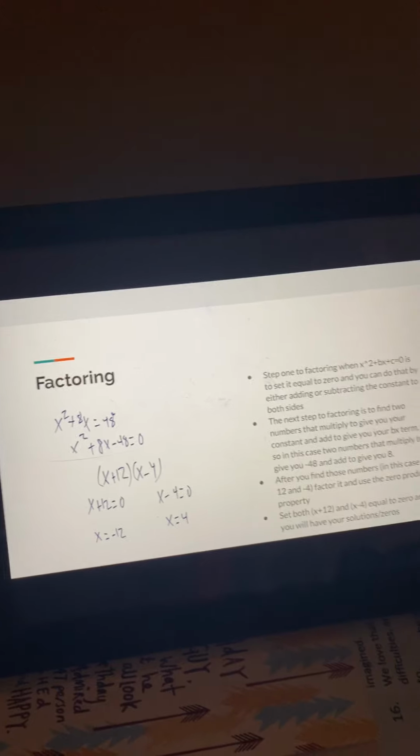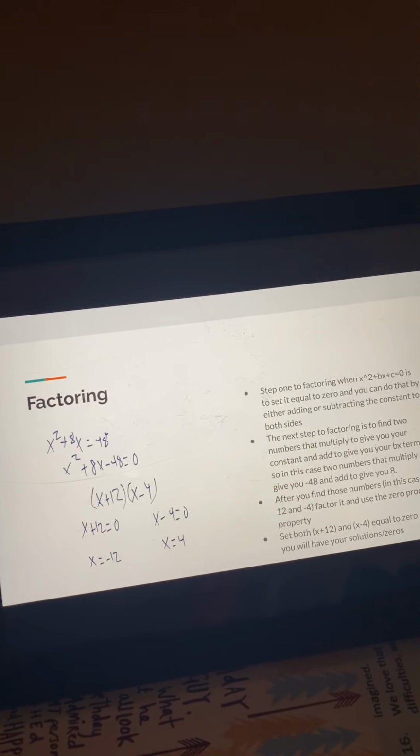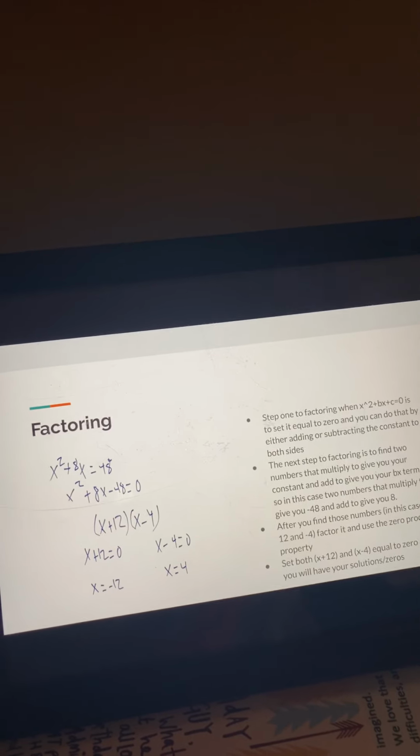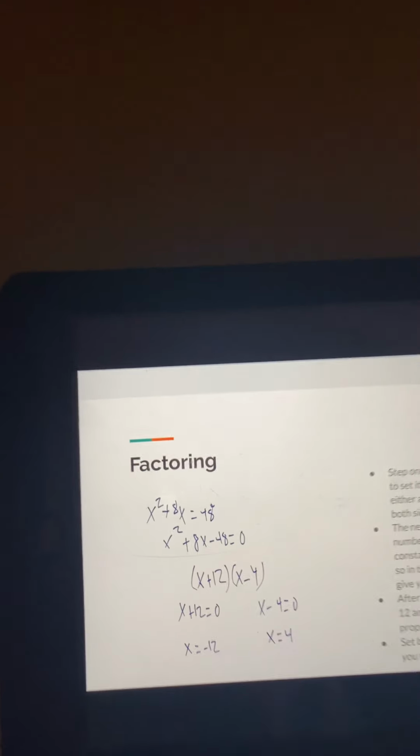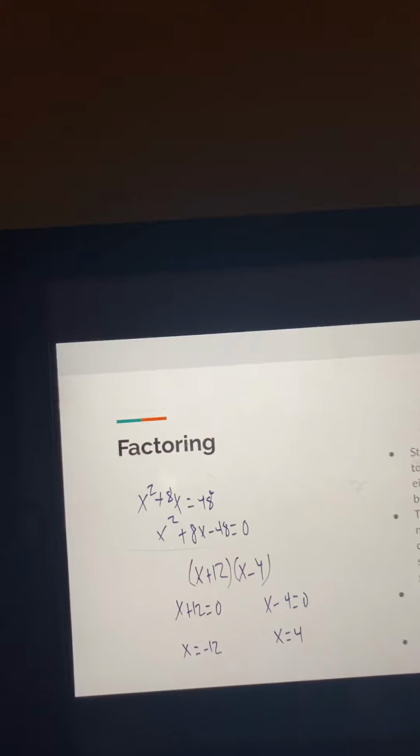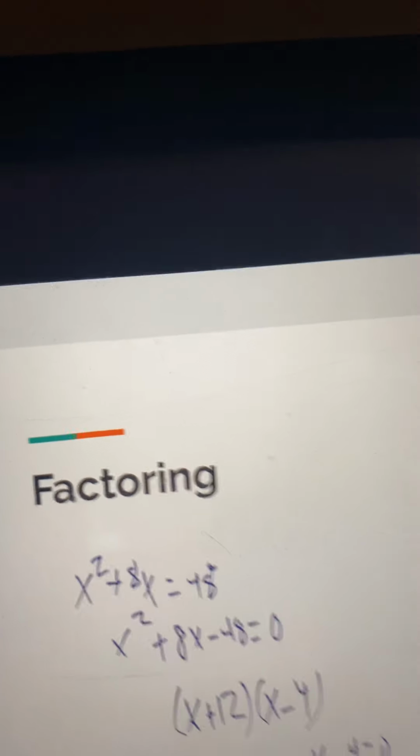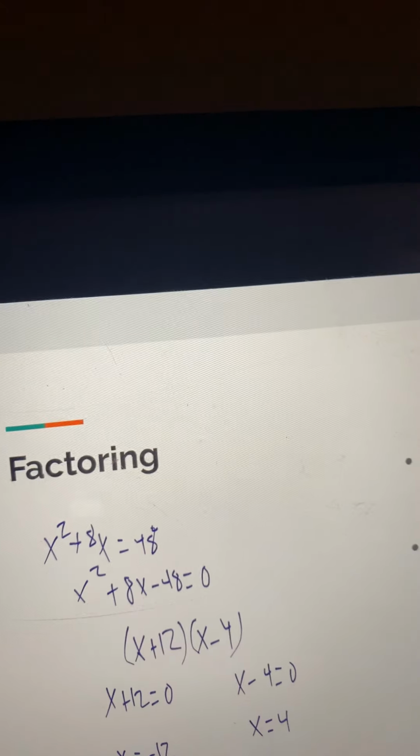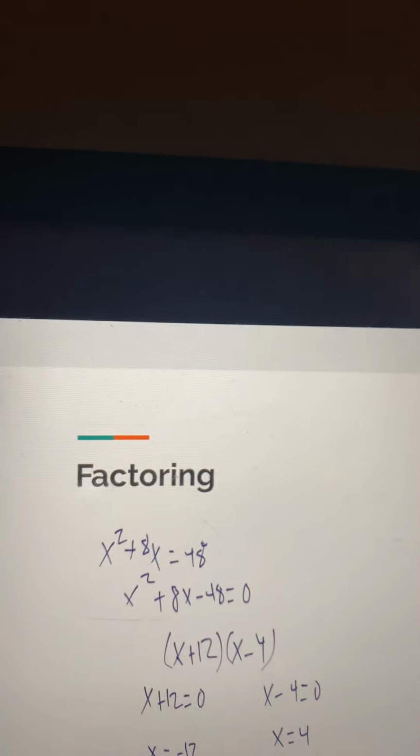The next one is just standard factoring. So step 1 to factoring when x squared plus bx plus c equals 0 is to set it equal to 0, and you can do that by either adding or subtracting the constant to both sides. As I did right here, I subtracted 48 from both sides and changed it to x squared plus 8x minus 48 equals 0.